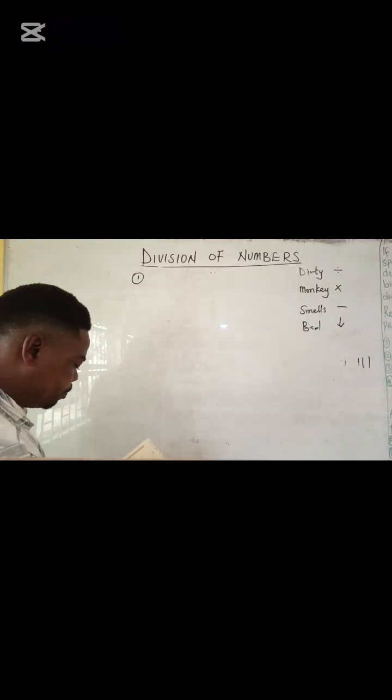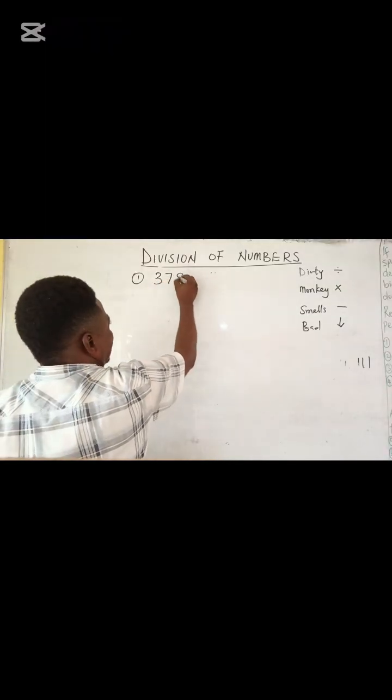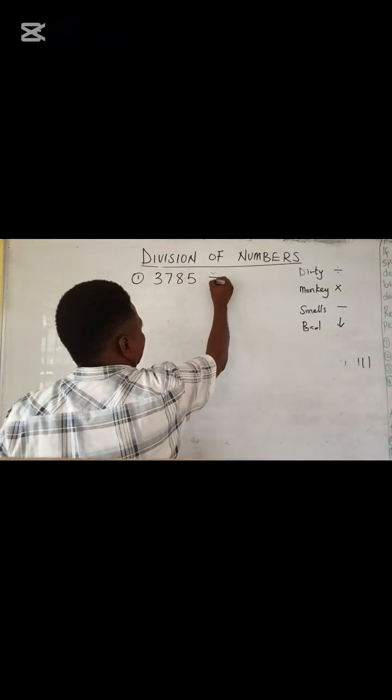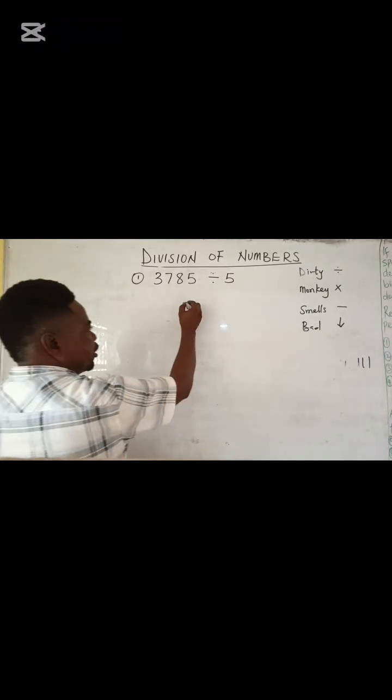The second example here is very, very simple. We are having 3,785 divided by 5. This is very, very simple. Now let us draw our bus stop.